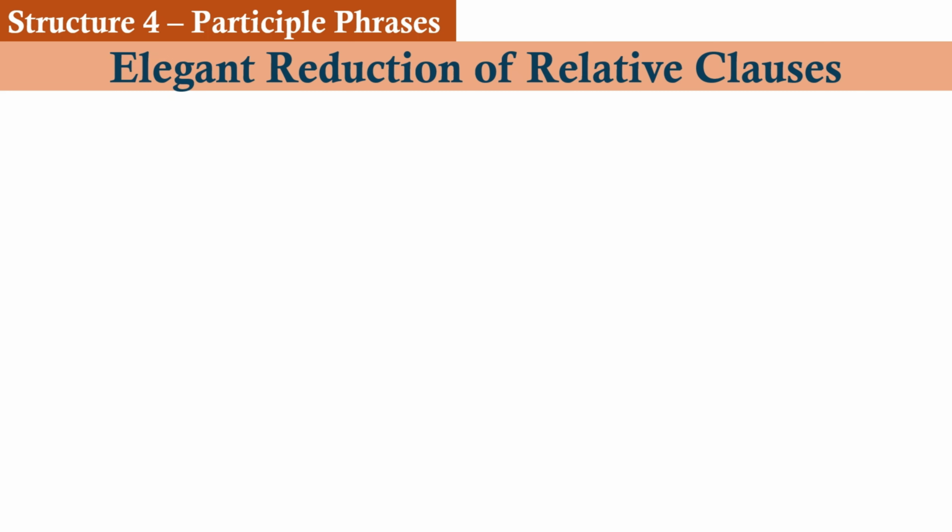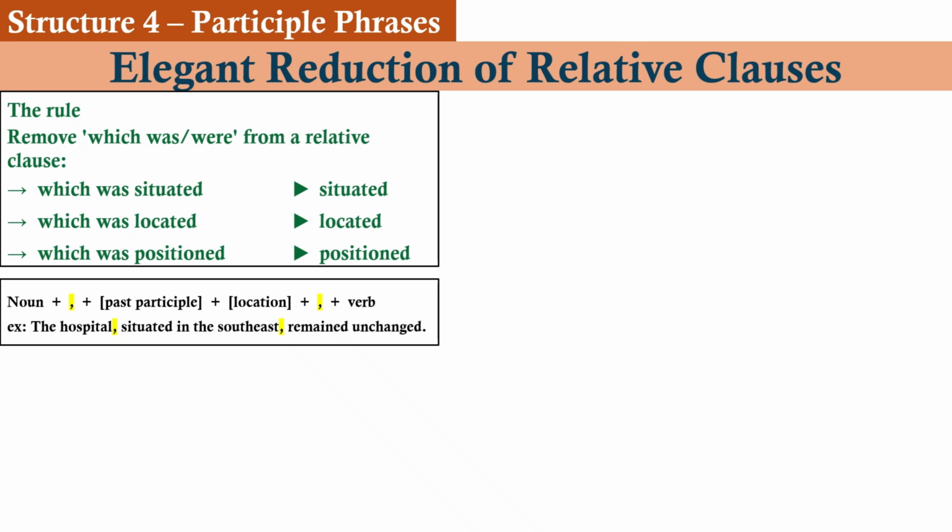Structure number 4 is the participle phrase. This is often easier than students expect because it is closely related to relative clauses. If you can write a relative clause, then you already know how to write a participle phrase. The rule is very simple. Remove which was or which were from a relative clause and keep the participle.